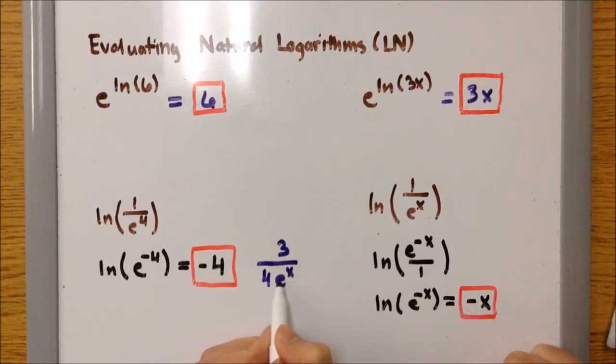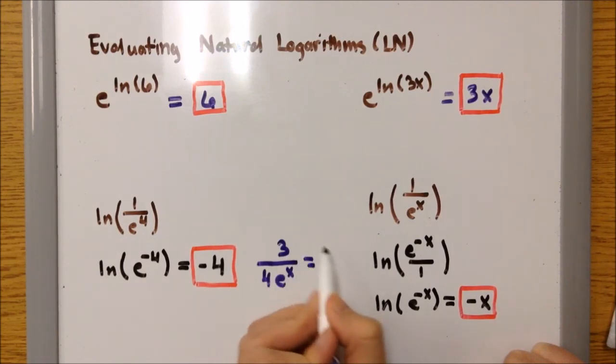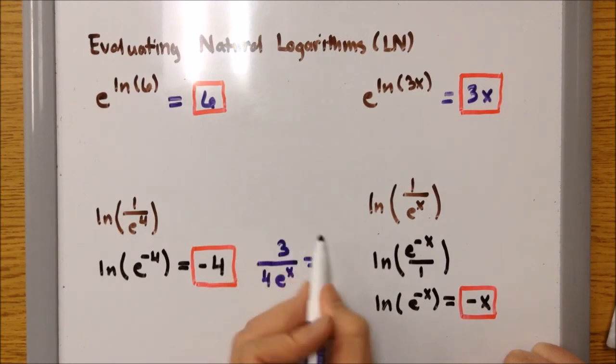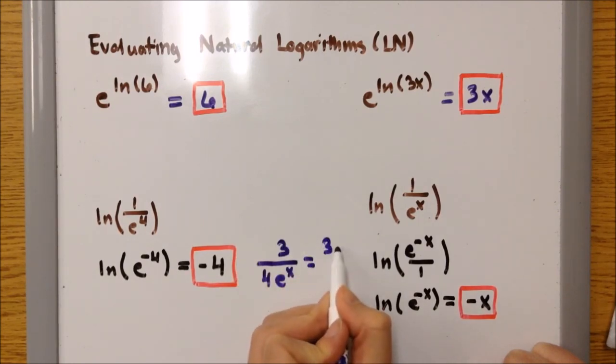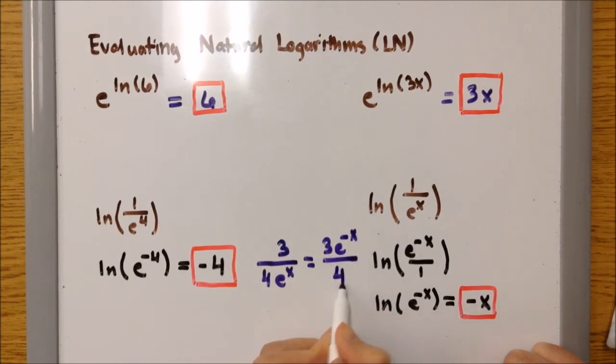If I want to move e to the x to the numerator, all I have to do is convert the exponent into its opposite sign, which is negative. So I'm going to move e to the x to the numerator, and when I do that, I convert it into a negative exponent for e, so negative x, and then the 4 stays where it is.